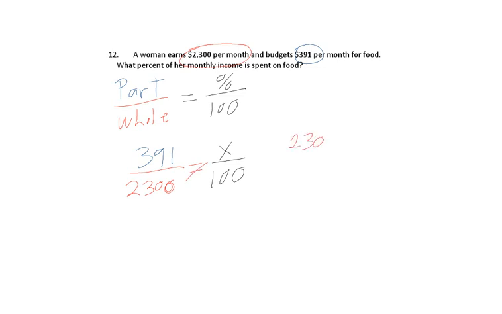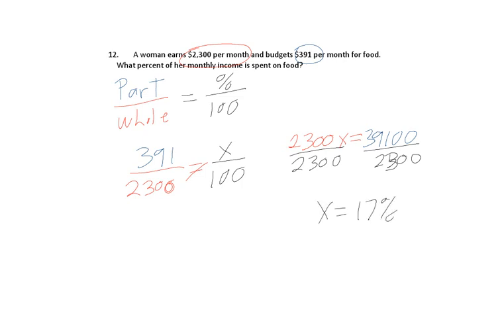So first, 2,300 times x is 2,300x. 391 times 100 is, well, it's 39,100. And then finally, divide by 2,300. And let's see what the calculator has to say about all this. 39,100 divided by 2,300. x equals 17%.